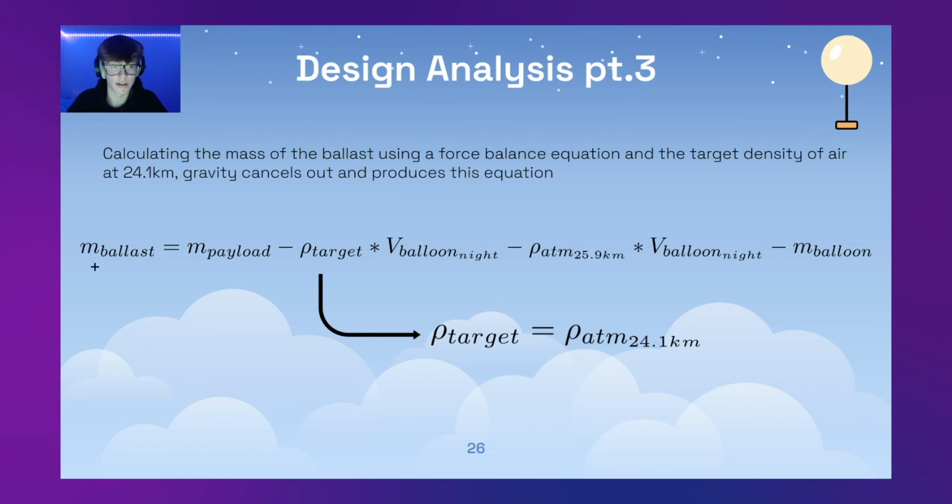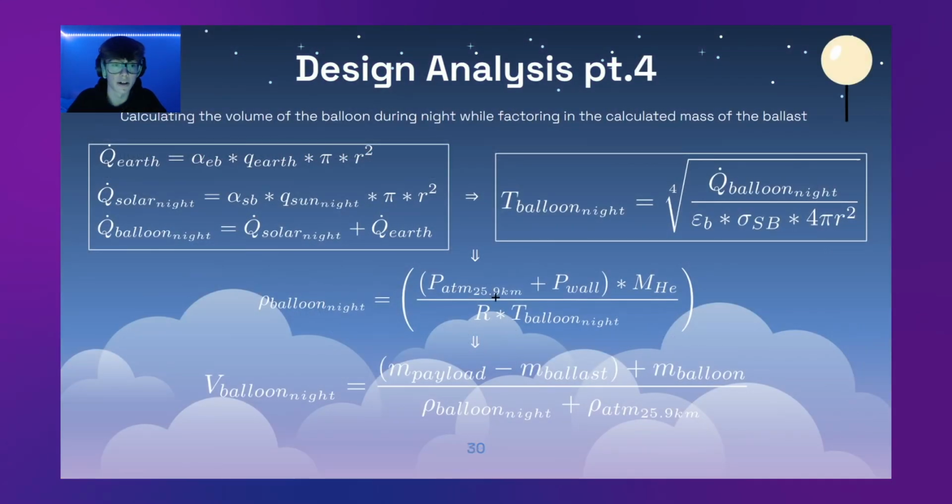This is how we calculated the mass of the ballast. This is just a force balance equation with g canceled out because g is applied to every variable here. And so our rho target, which was the density of the atmosphere at 24.1 kilometers, because that is the lower bound on what we find acceptable for our desired altitude. And here's a little illustration showing the balloon dropping the ballast so it can return to its desired height.